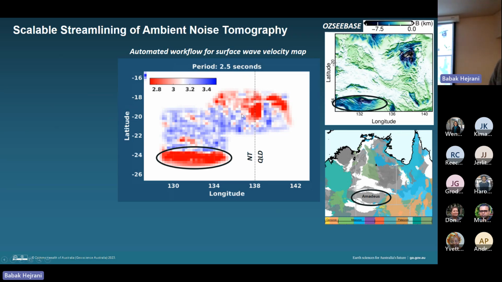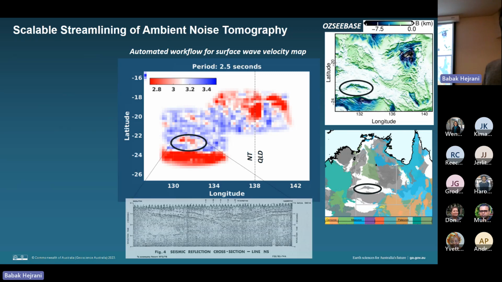So the Carrara Basin is there quite clearly. Amadeus Basin. I'm just using these to basically validate my work, because this is an automated approach. I didn't pick these dispersion curves, so I have to validate them against well-known or pre-existing models. In this case, I'm comparing it with Oz Seabase, which gives us a depth to basement in Australia, and also the outlines of the sedimentary basins.